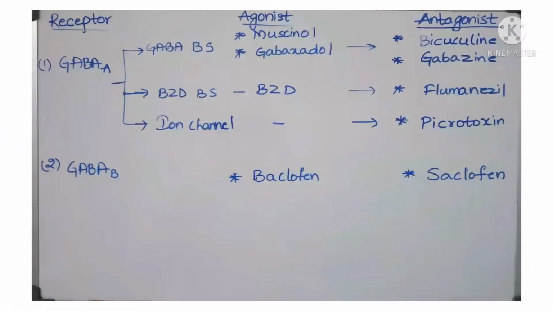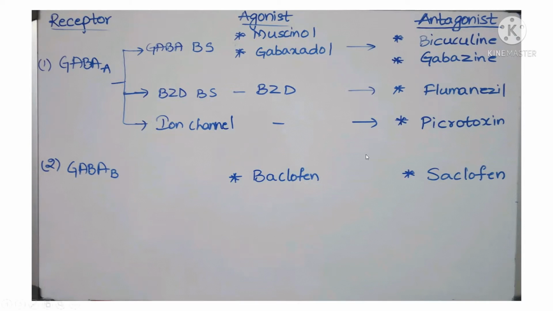Next, we go to the receptors and the agonists and antagonists acting on them. First the GABA A receptor. It has the GABA binding site, the benzodiazepine binding site, the ion channel, and also a modulatory site. On the modulatory site we have alcohol and propofol. On the GABA binding site, the agonists are muscimol and gaboxadol, whereas the antagonists are bicuculline and gabazine. On the benzodiazepine site, we have diazepam and flumazenil. On the ion channel, we have the antagonist picrotoxin. This inhibits the opening of the chloride channels. If we don't want inhibition and want excitation, we can give these drugs. They block the chloride channel, so there is no influx of chloride ions, no hyperpolarization, and no depression.